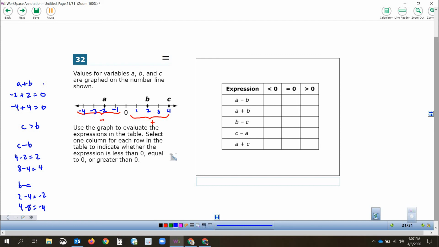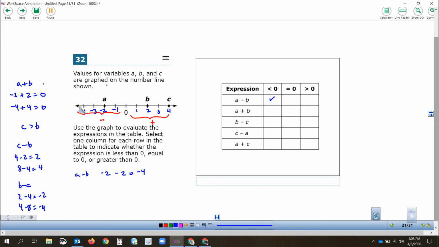All right, let's take a look. Here we go. A minus B. A minus B. So let's just use these numbers. A minus B is going to be -2 minus 2. -2 minus 2 is what? -4. And -4 is less than 0, right? Just think about this. We're at a negative and we're taking away a positive. We would actually be going back that way, and that's less than 0.